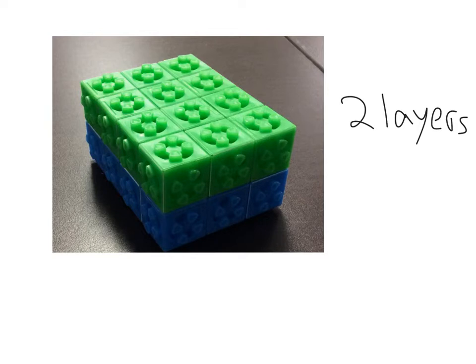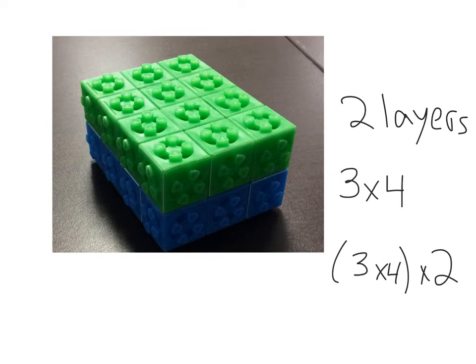And they are laid out in a 3x4 array. We've got 3 going here and 4 going here. So we have been writing that we have 2 layers, and each layer is a 3x4. So we've been writing this as an expression. We've been writing our dimensions of each layer in parentheses, and we've been multiplying that by our number of layers. So we're going to look at 2 more examples just so we can kind of see the difference.